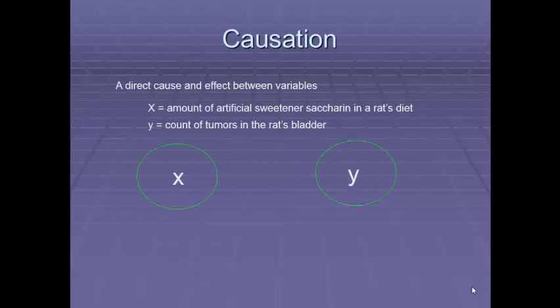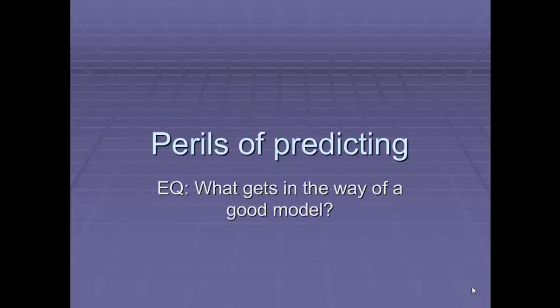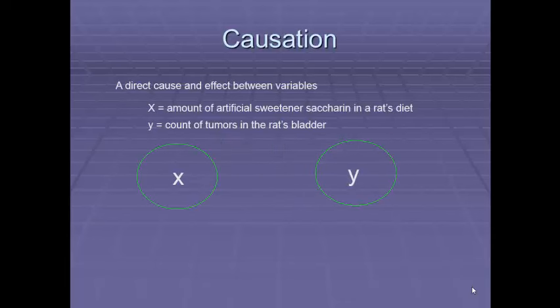So here we'll look at some of the issues when you're trying to create a good model, or when you're taking a look at data that's already been presented to you. Well, the first thing that we're all pretty familiar with is causation, where you have the direct cause and effect between some variables. For example, maybe the amount of artificial sweetener in this rat's diet versus the number of tumors in the rat's bladder. So, what we would see is that the sweeteners have a tendency to cause the tumors.